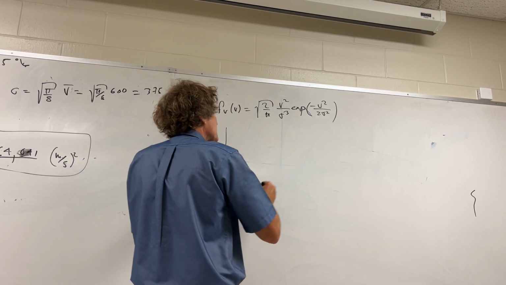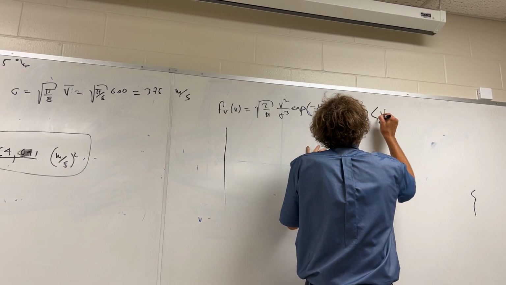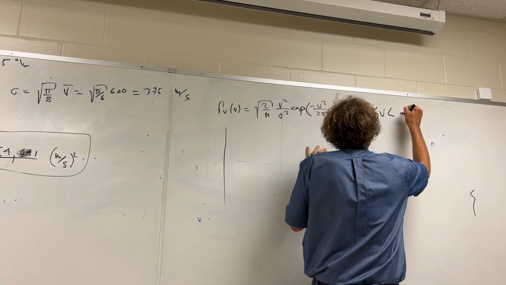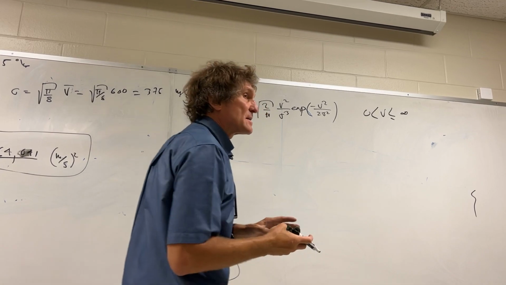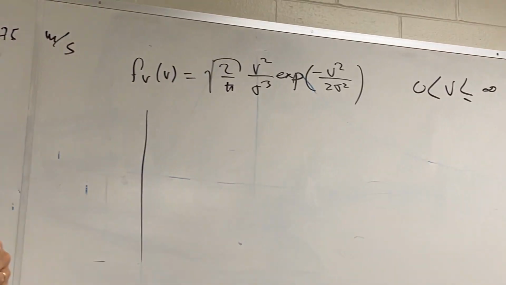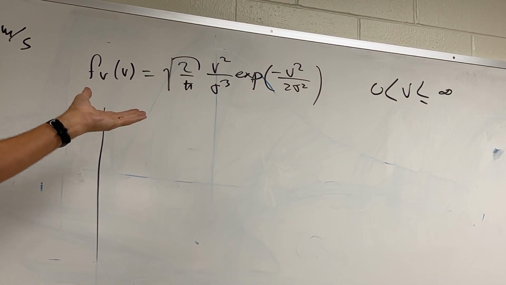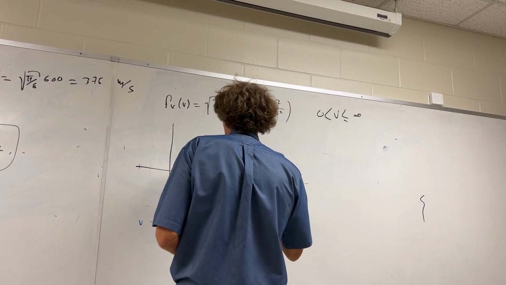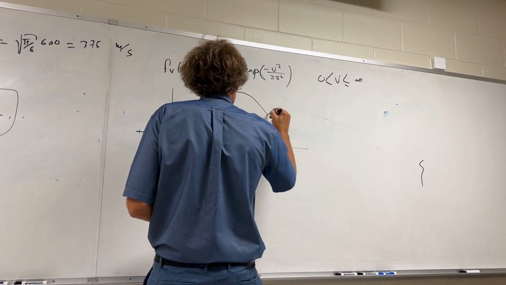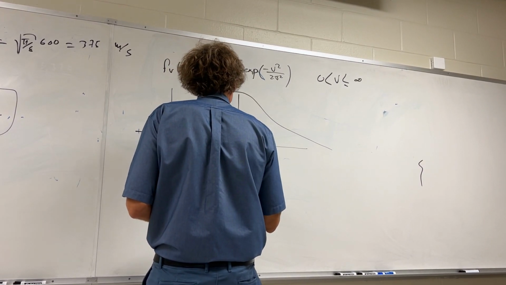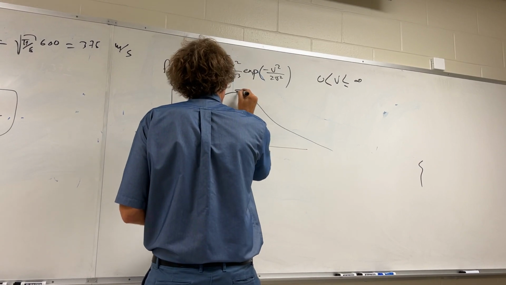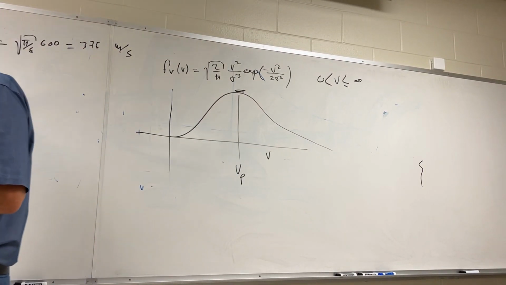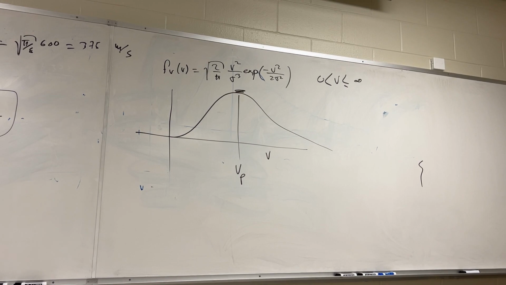This is only for v greater than 0, up to infinity. Technically speaking, there are no negative values; you could say for negative values it'd be 0. If you look at f of v, it does something like this, and this is not drawn to scale. This is the most probable value, the peak value. And how do we get that? We've done this several times. Take the derivative and set it equal to 0, right? You okay with that?